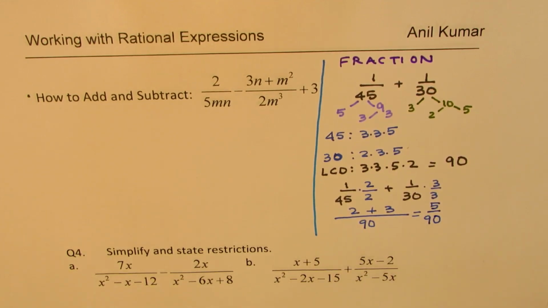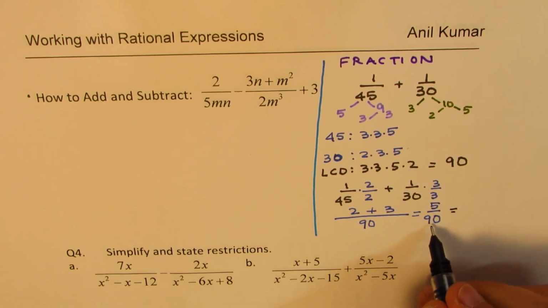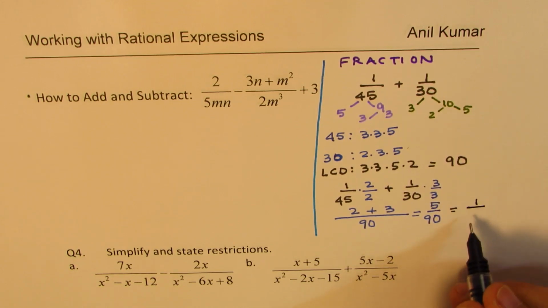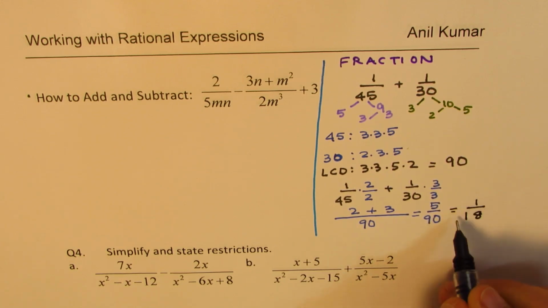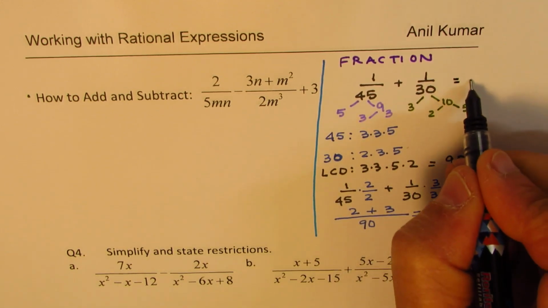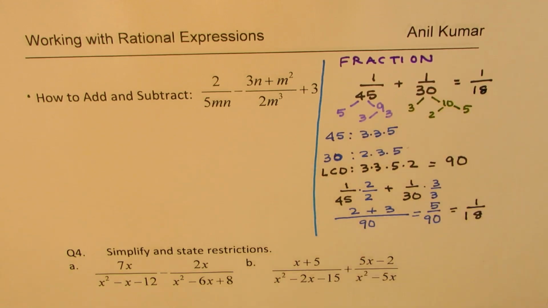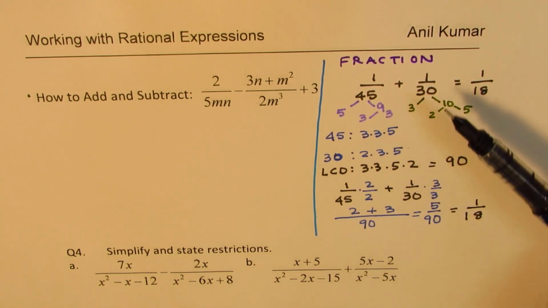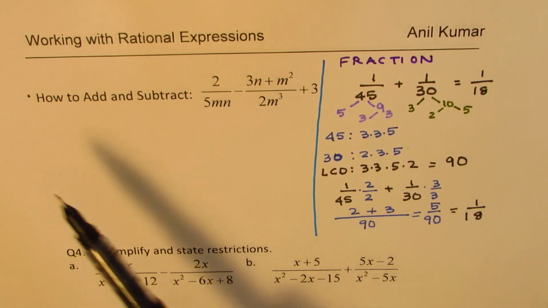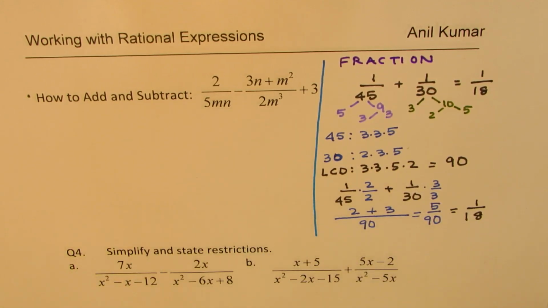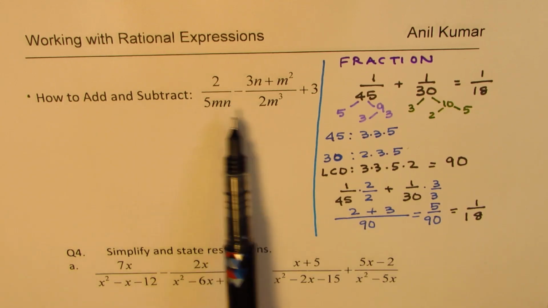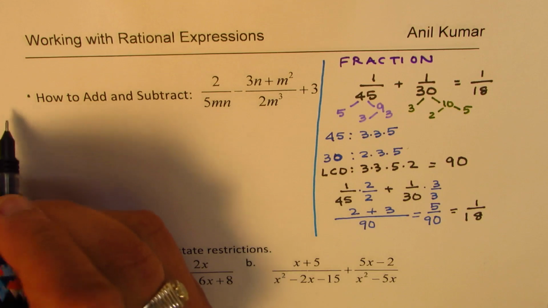Right? So we have actually added them. Next step is to simplify. I could divide both by 5 and write this as 5 over, when I do 5 times 1, I get 5. 90 divided by 5 is 18. So 1 over 18. So I get my result here as 1 over 18. Does that make sense to you? So exactly these steps will be done whenever we add or subtract rational expressions. We need to find a common denominator. Correct? So let's decide what is the common denominator for all these terms. So that is our first step.